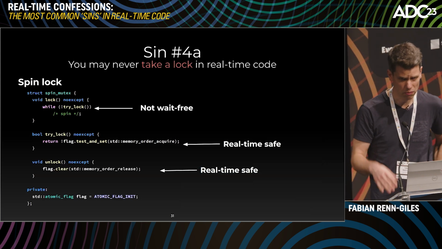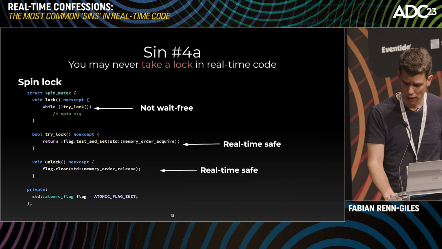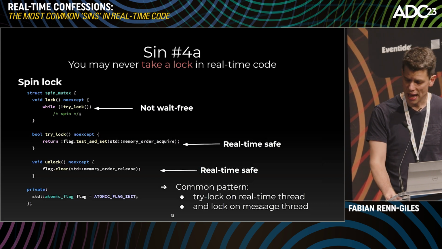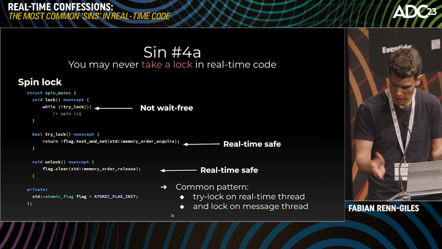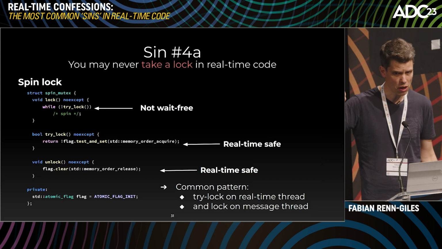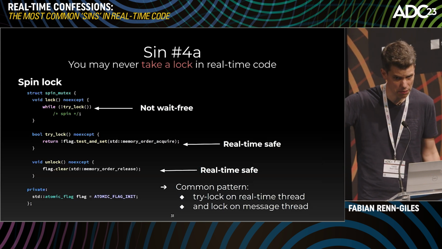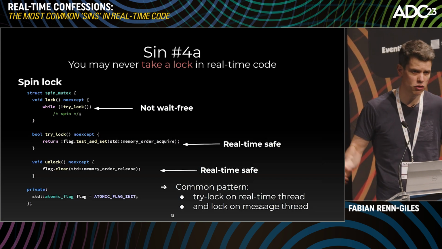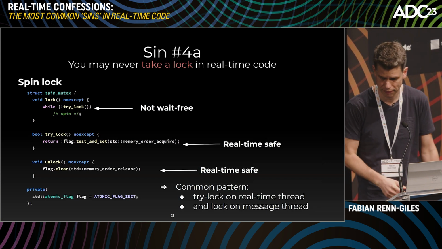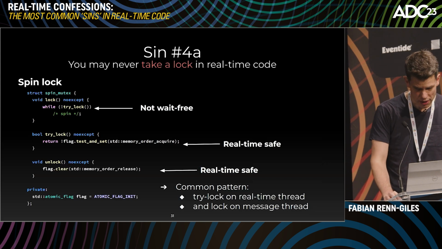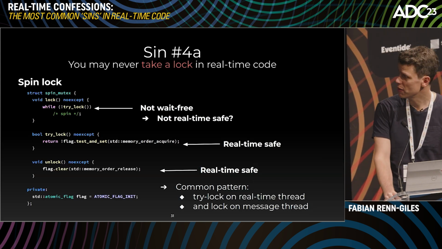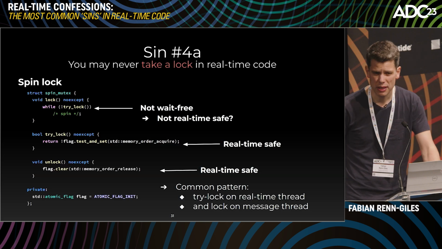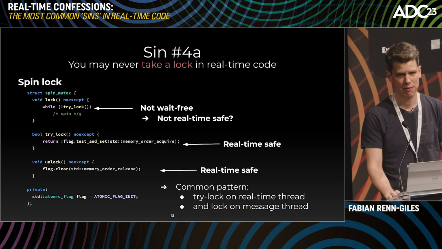And this try lock is not wait-free. So a really good pattern that you should be using, and maybe already are, is that you use a try lock with a spin lock on a real-time thread, and you use the regular lock on a message thread, because it's okay if the message thread has to wait a bit. But here's something, a bit of a question. Does wait-free really mean it's not real-time safe?